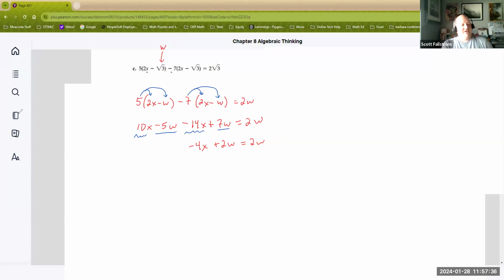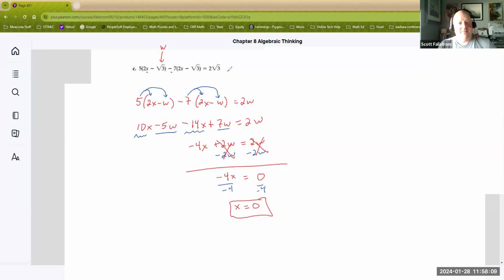Now, again, we can use the addition property of equality. So we can add something to both sides. You could add a negative 2w, or you could think of it as being subtraction, but really addition is all we need here. And so this gives me negative 4x, because the 2w minus 2w gives me 0. And then just finish this one up by dividing by negative 4. And that should take care of it, because now x is 0.